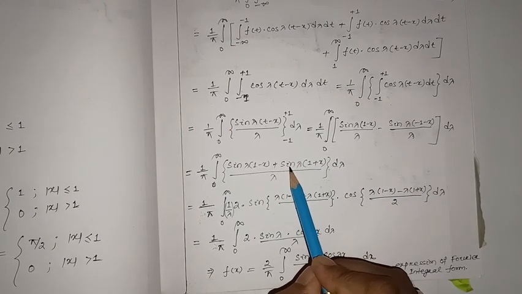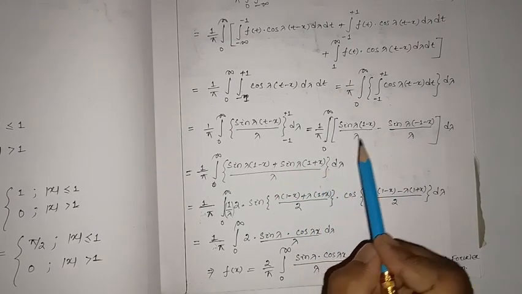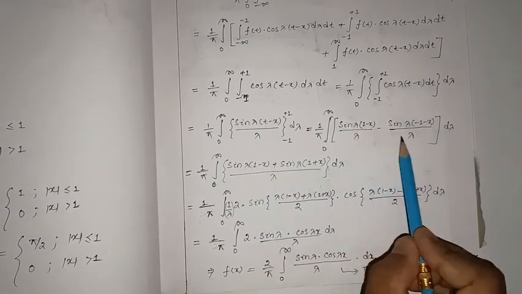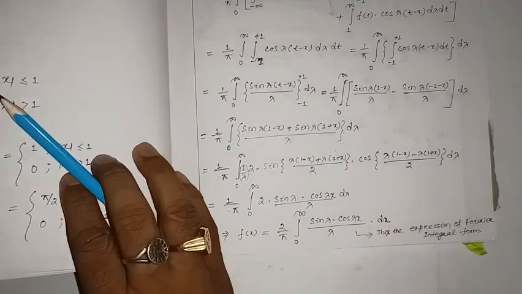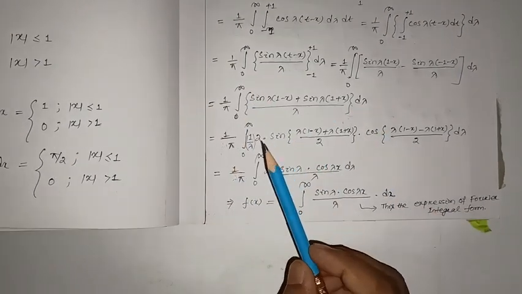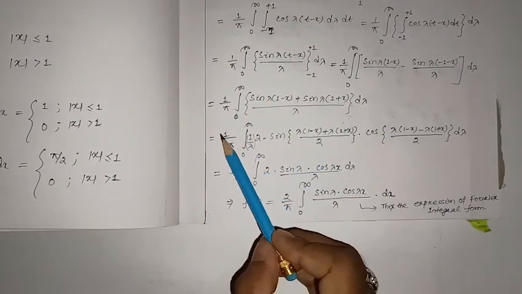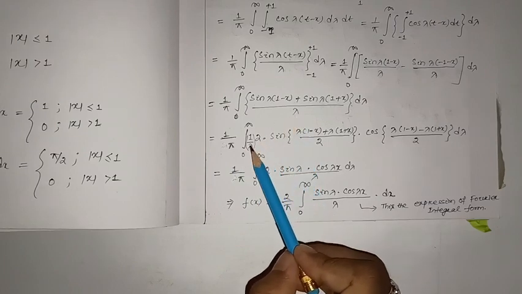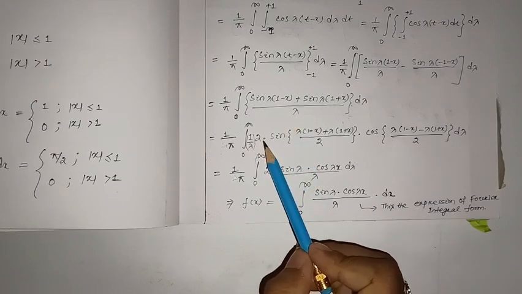Okay, so plus sine lambda 1 plus x. Same thing, it has been written over here. Lambda is in the denominator, 0 to infinity d lambda. So 1 by pi, 1 by lambda I have written here.